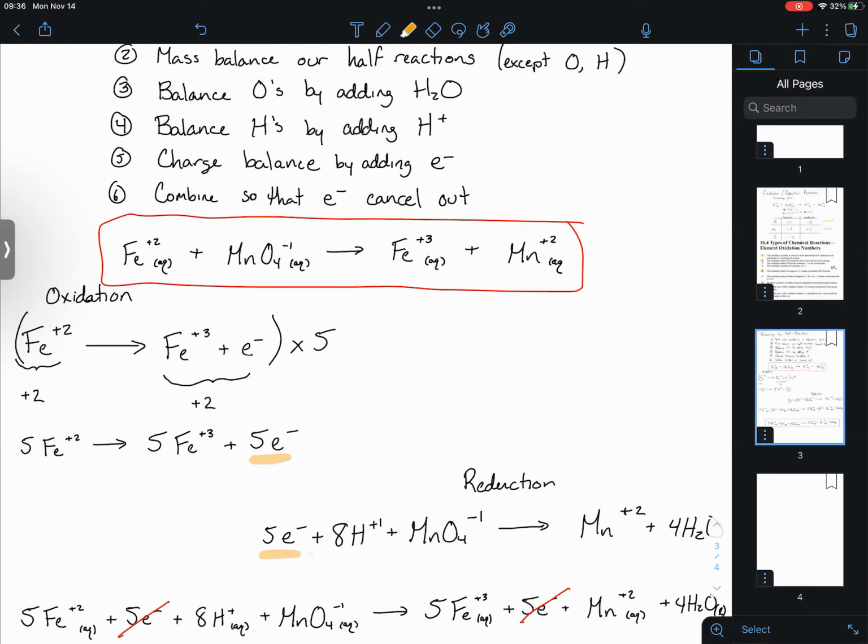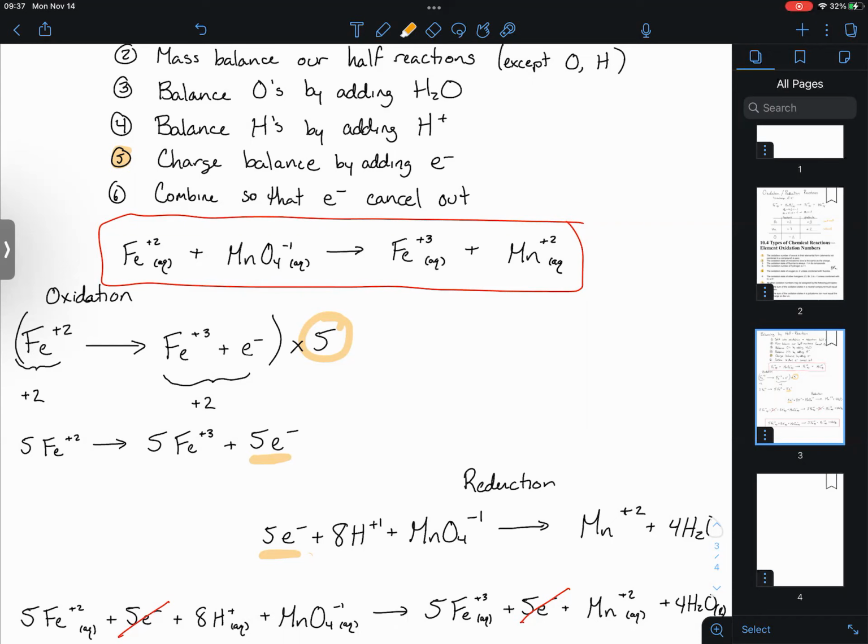So the fact that I had to multiply this thing by 5 is because of this charge balance step here, which is never something that we factored into our chemical equation or into our balancing previously, right? Everything that we had done previously for balancing chemical equations would have fallen under that mass balance category. This idea of charge balancing is new, and it's specific to these oxidation reduction reactions where electrons are being exchanged.